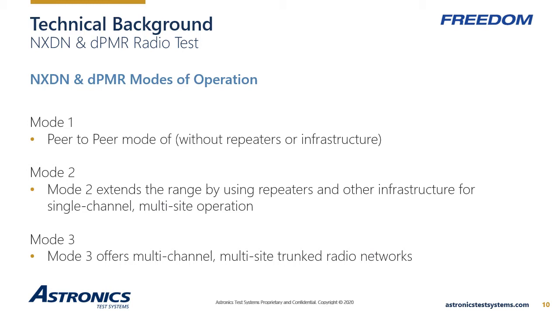The NXDN standard defines 3 modes of operation. Mode 1 enables local peer-to-peer communication without repeaters or infrastructure. Mode 2 extends the range at a single site or multiple interconnected sites using a single channel by the use of repeaters and other infrastructure such as IP interconnects. Mode 3 implements full multi-channel, multi-site trunked radio networks. This mode is outside the scope of this presentation.